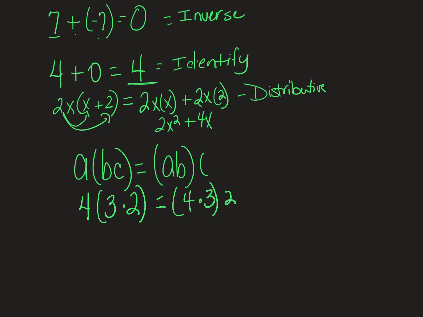Okay, so what did you do here? Well, you changed the association. You changed the parentheses. And when you did that, then you will still get the same answer. And that's telling us that through the equal sign. 3 times 2 is 6, times 4 is 24. 3 times 4 is 12, times 2 is 24. And that is what you get for that. And that is the associative property.